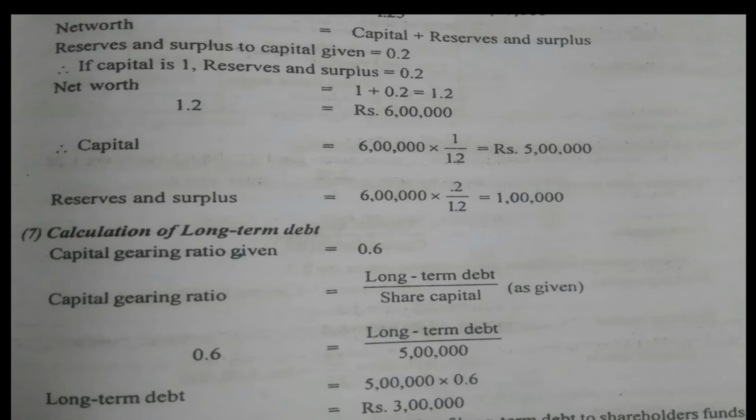Now next one, capital gearing ratio is given in the sum as long-term debt by share capital. We don't know what the long-term debt is, but we know the share capital. So x divided by share capital, 5 lakh, is equal to 0.6. So what will be the value of x now? Long-term debt is nothing but 3 lakh. Okay, next we'll go to the next page.